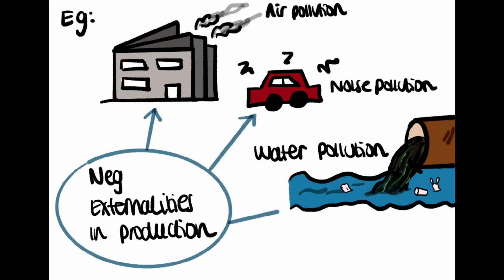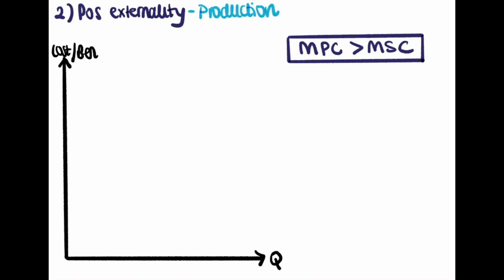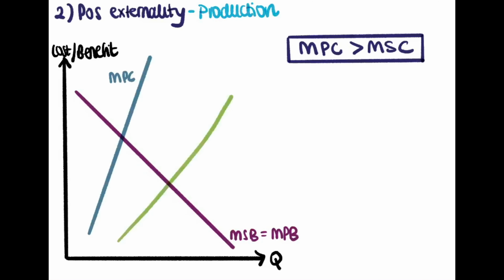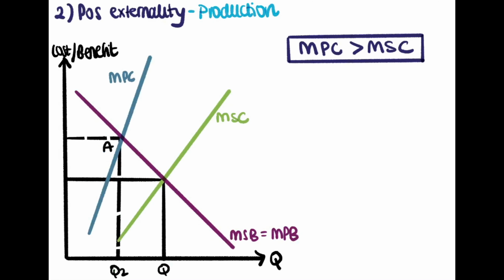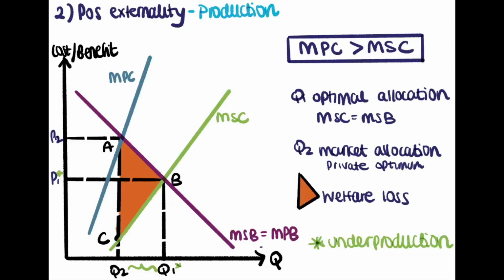Graph 2 takes a look at positive externalities in production. Here, the marginal private cost exceeds the marginal social cost. The social and optimum allocation would be at point B, as this is where marginal social cost equals marginal social benefit. However, the market allocation is at Q2, where marginal private cost is equal to marginal private benefit. There is a misallocation of resources and an underproduction in goods, so the triangle represents the welfare loss.